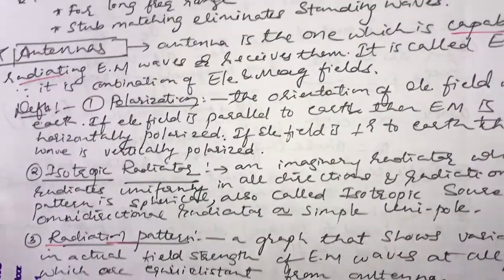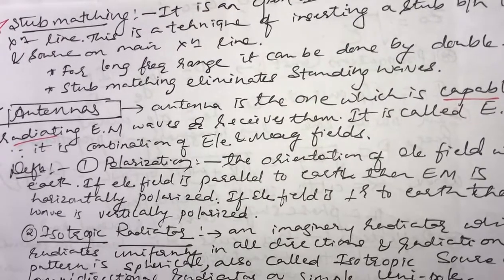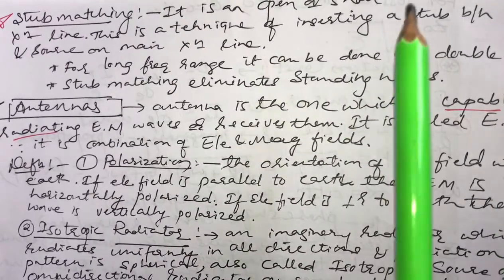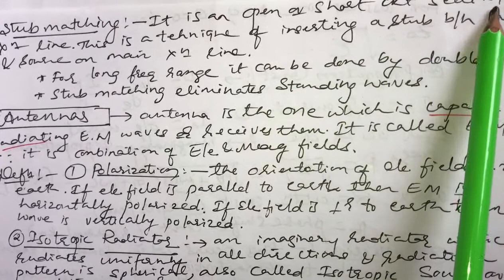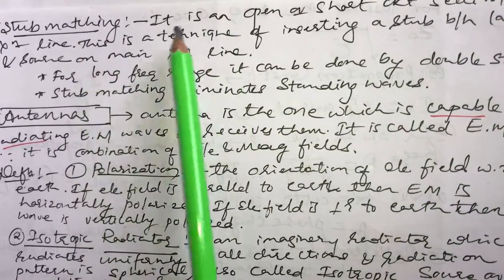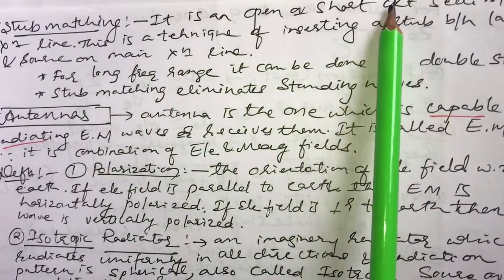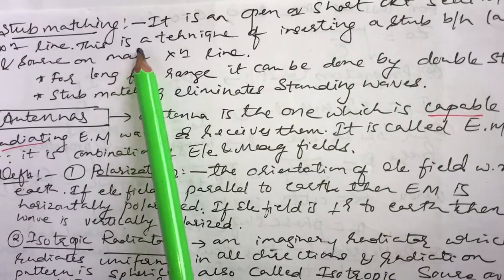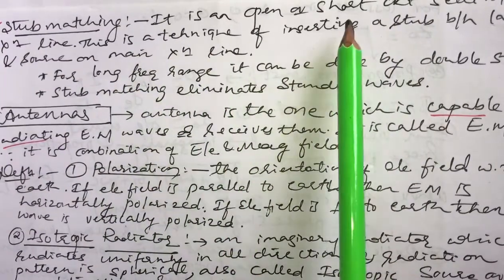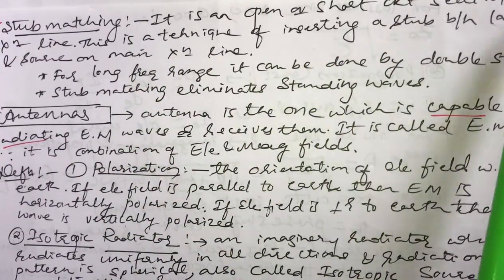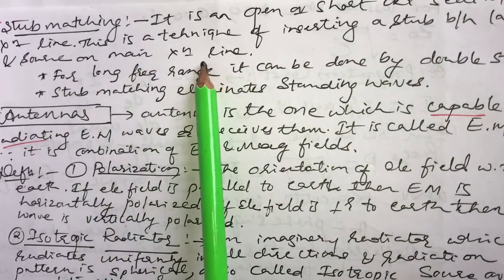Next, stub matching. What is a stub? Stub matching is an open or short circuit section of a line. It's an open or short circuit section of the transmission line, and this technique of inserting the stub between the load and source on the main transmission line is called stub matching.